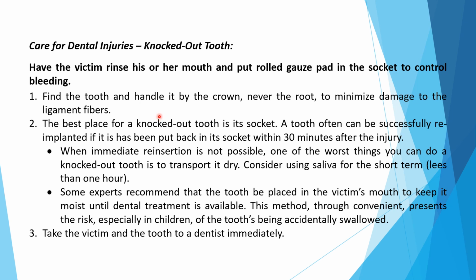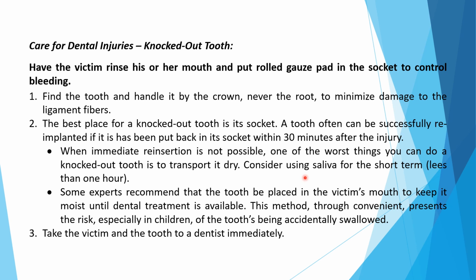So, find the tooth and handle it by the crown, so sa ulo po yun, sa ulo ng ipin, never the root, to minimize damage to the ligament fibers. The best place for a knockout tooth is in its socket. A tooth often can be successfully reimplanted if it has been put back into the socket within 30 minutes after the injury. Okay, babalik pag hindi po niyo ginalaw yung ipin, tapos balik sa kanyang kinalalagyan, sinabi nating socket. Ma-harden din po yun, hindi matanggal.